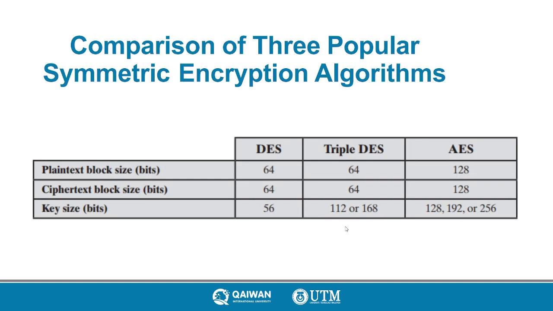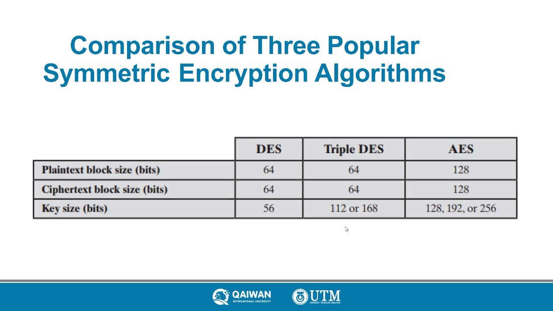Now, the comparison of the three popular symmetric encryption algorithms. The plaintext size for DES and triple DES is 64. However, for AES it is 128. The ciphertext again would be 64, 64, and for AES 128. It makes sense because you feed the machine 64 bits of information of that message, so it makes sense to get a ciphertext of 64, and for AES also 128.